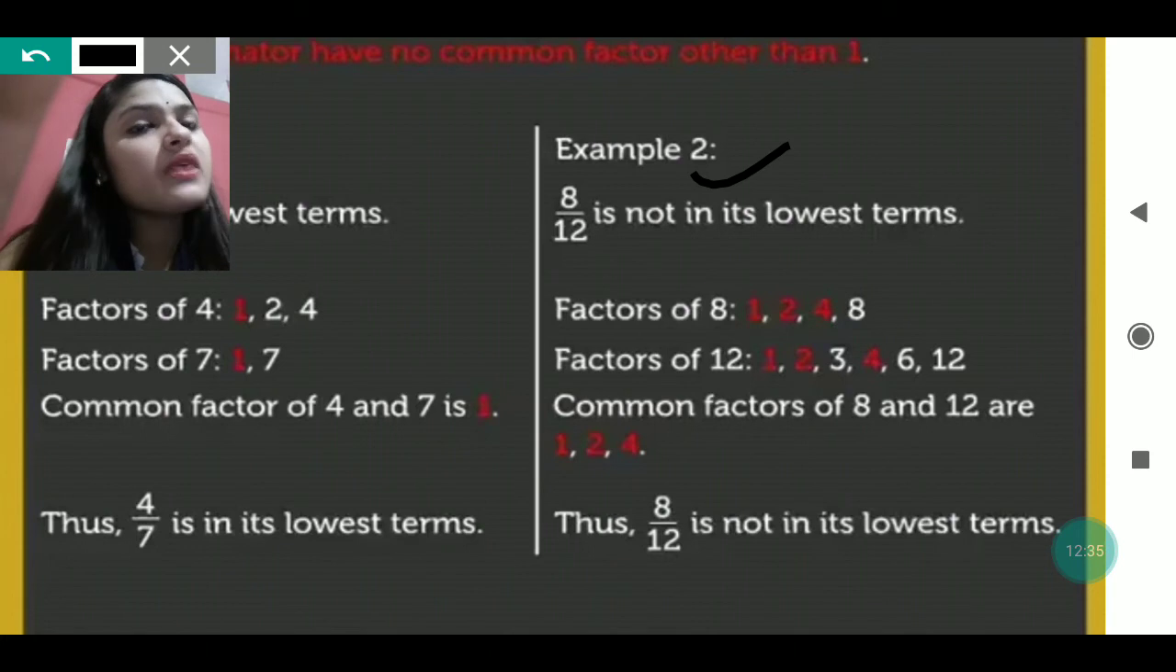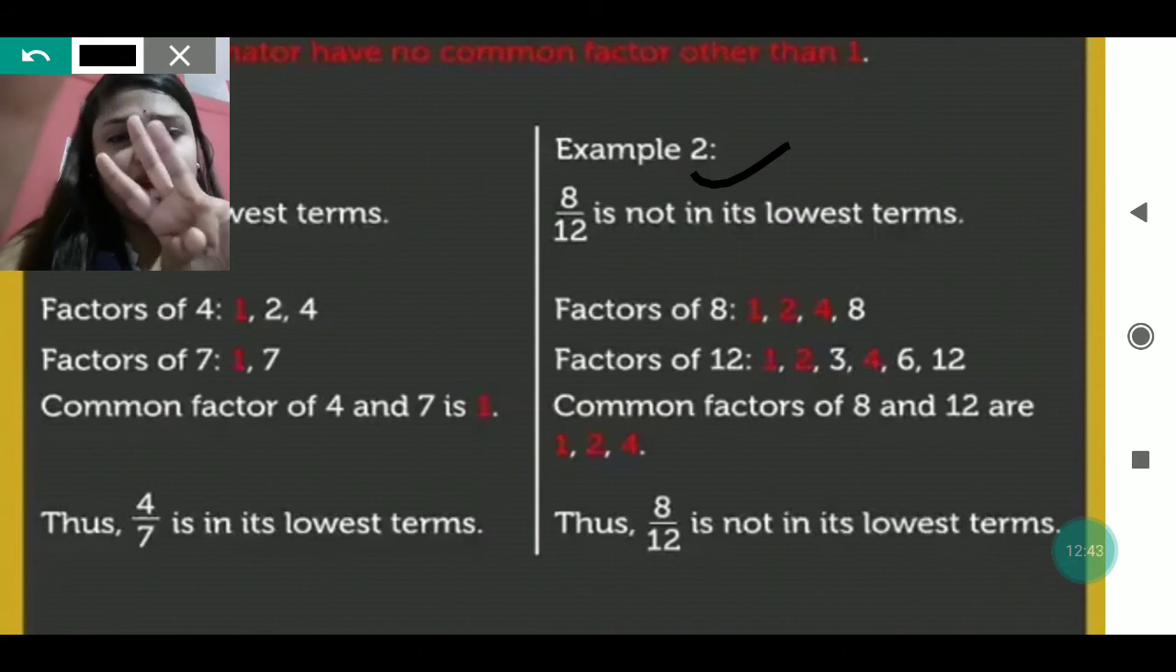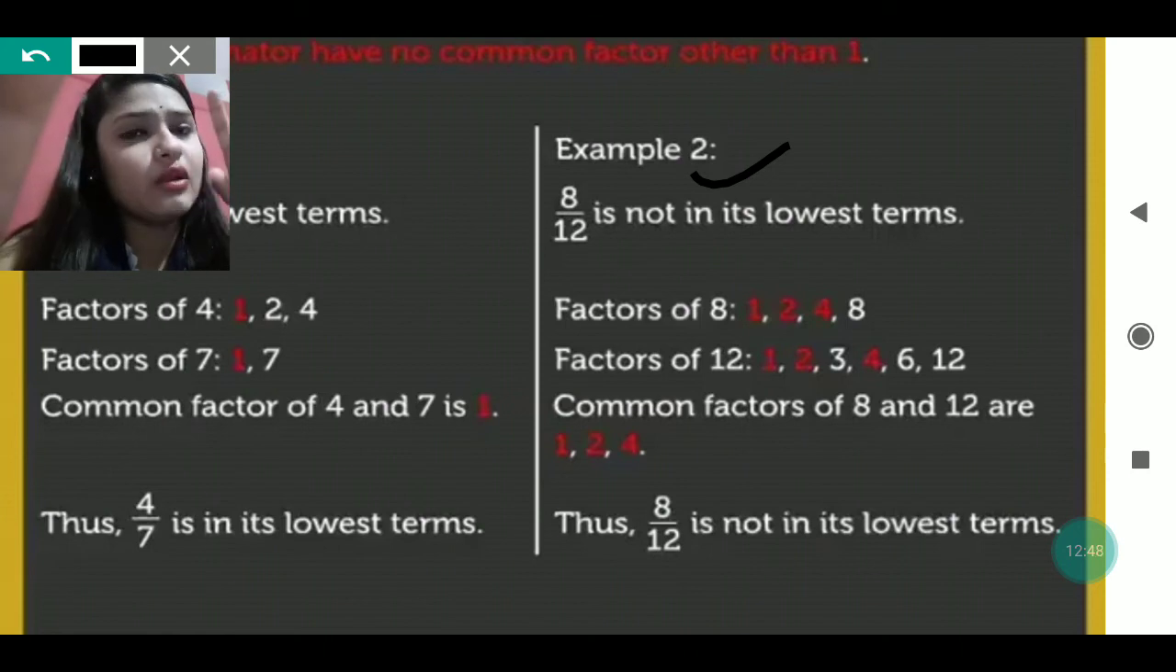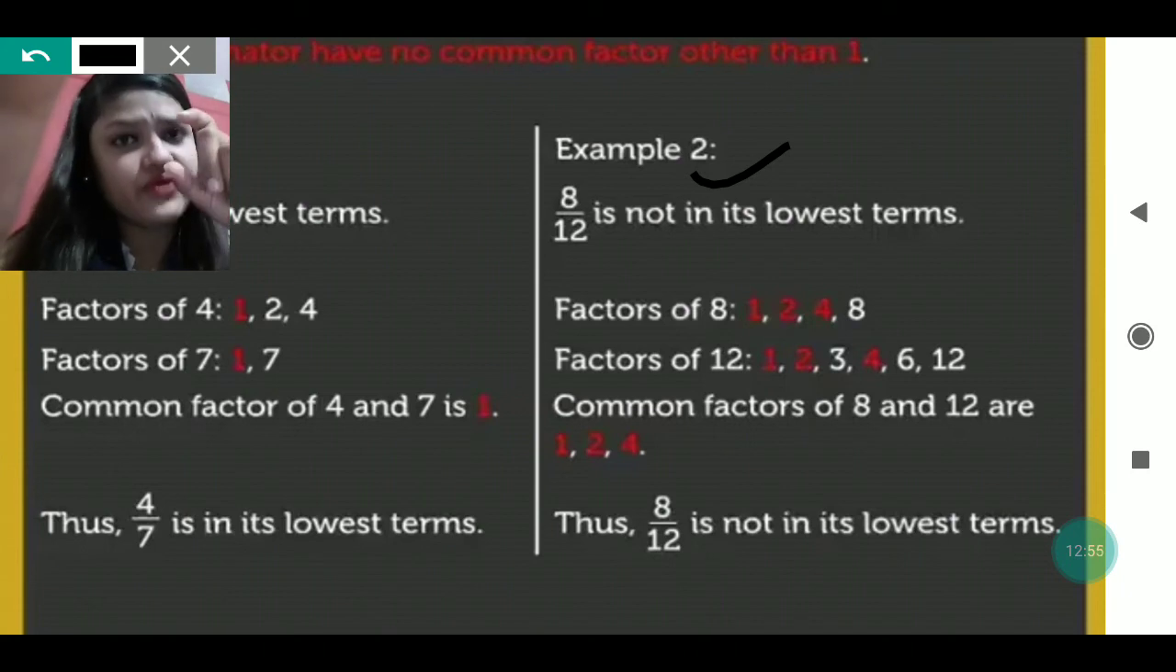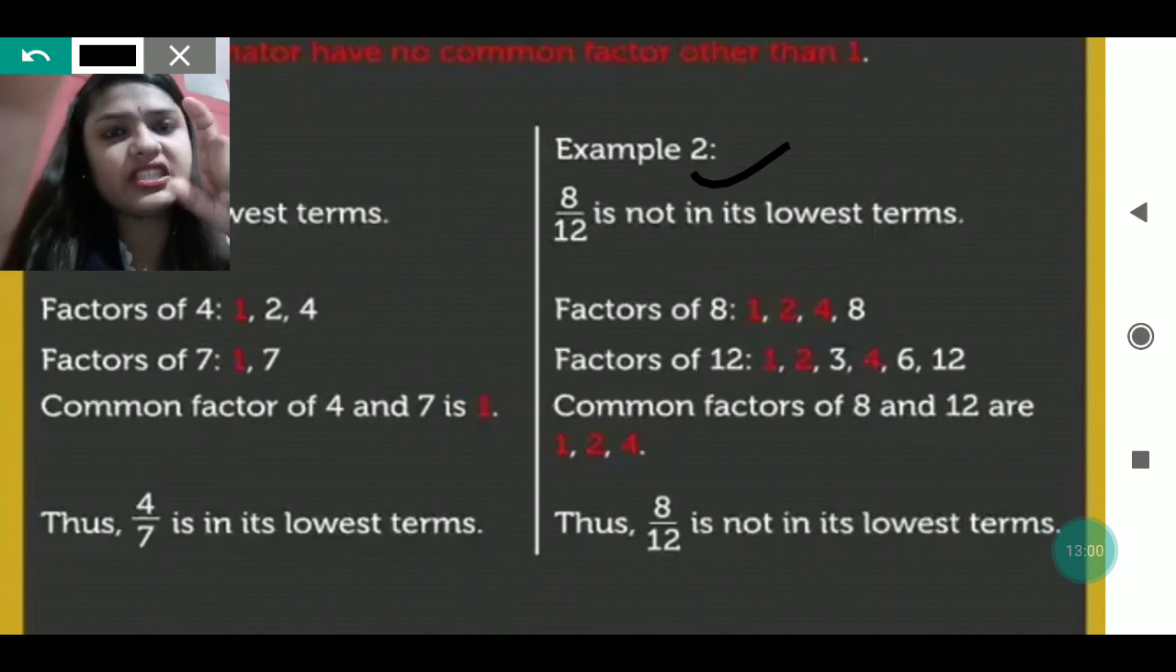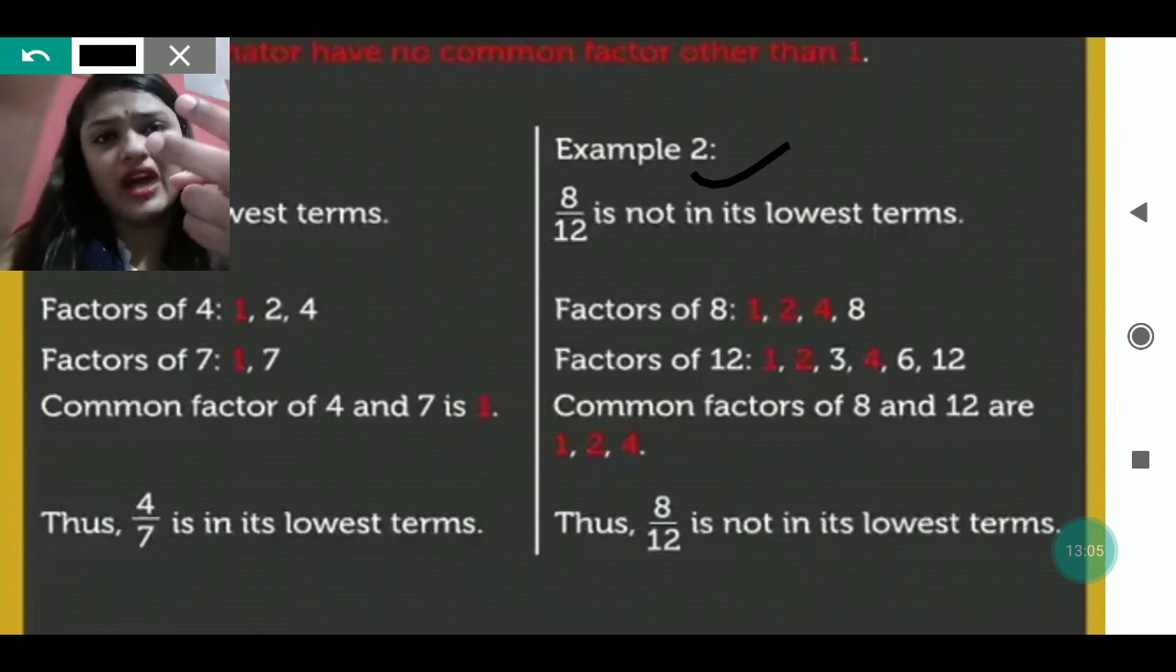So what is common between them? The common factors we are getting are 1, 2 and 4. We are getting 3 common factors in both. So it is not in its lowest term. Why is it not in its lowest term? Because only if the common factor is 1 can that fraction be considered in its lowest term. Otherwise, if we are getting more than one common factor of any fraction, then it is not in its lowest term.